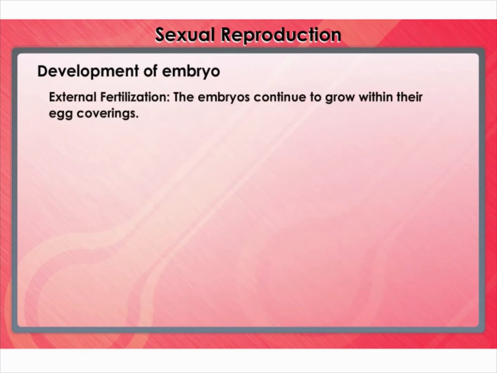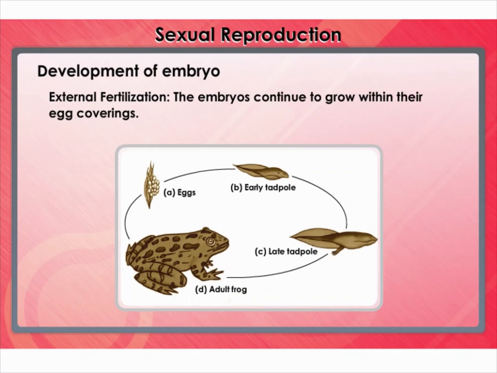In animals which undergo external fertilization, development of the embryo takes place outside the female body. The embryos continue to grow within the egg coverings. After the embryos develop, the eggs hatch. You must have seen numerous tadpoles swimming in ponds and streams.